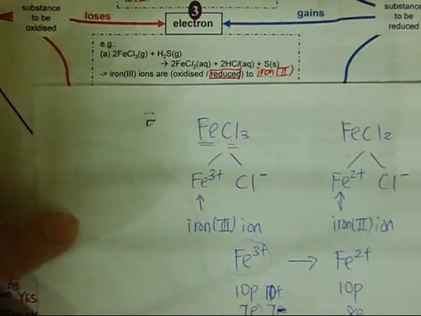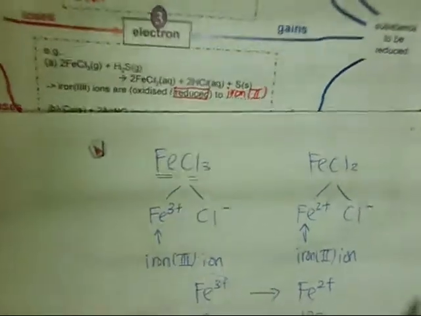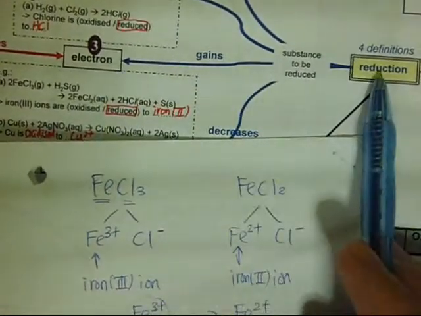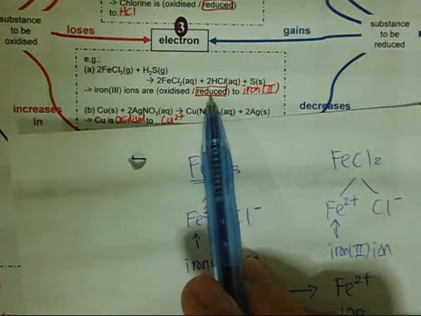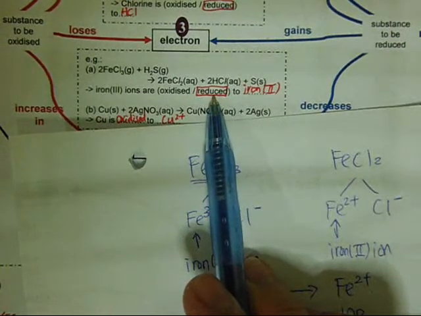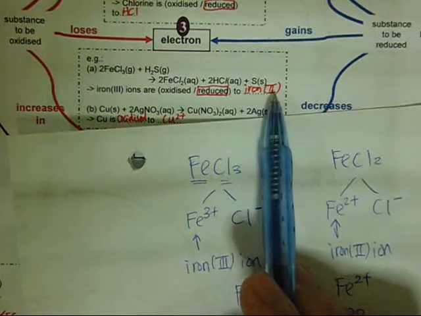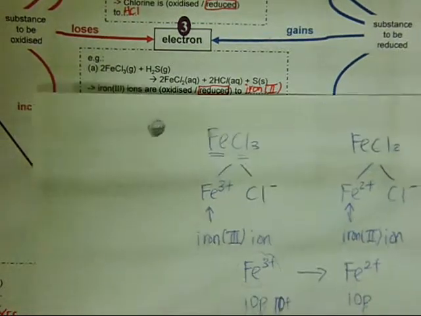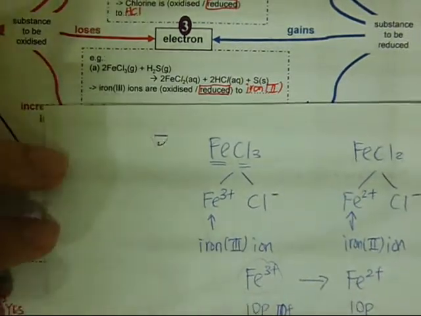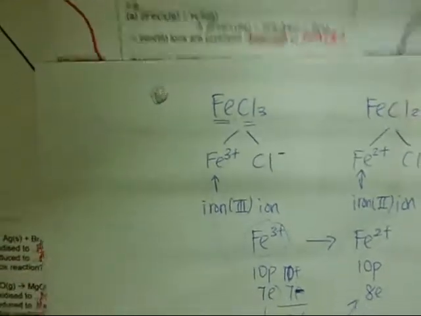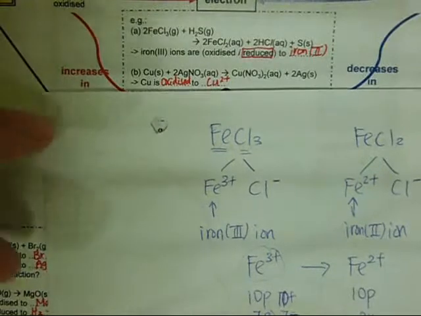Gain of electron, according to the definition, gain of electron is reduction. Therefore, the answer here is reduced. Iron 3 ions are reduced to iron 2 ion. Alright, let's look at the next example.